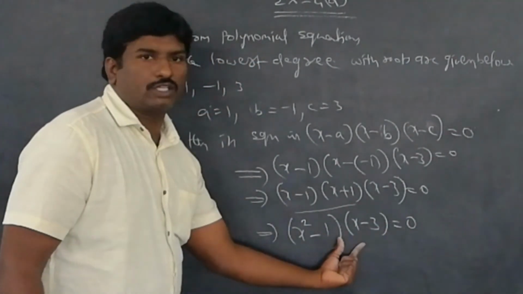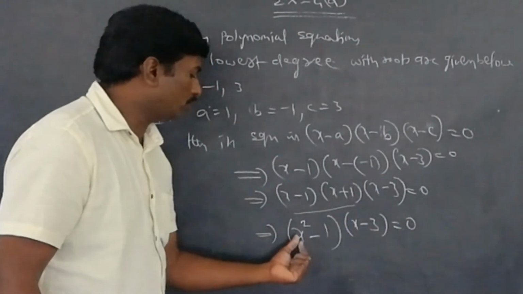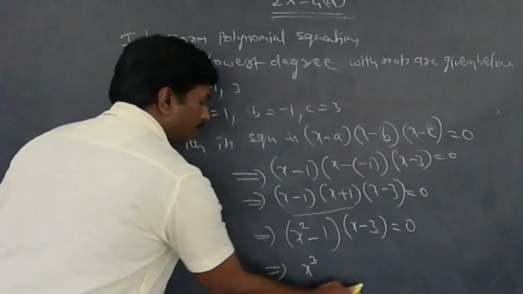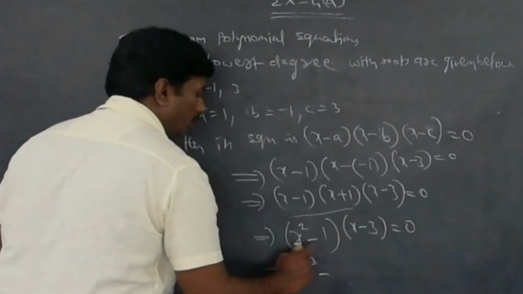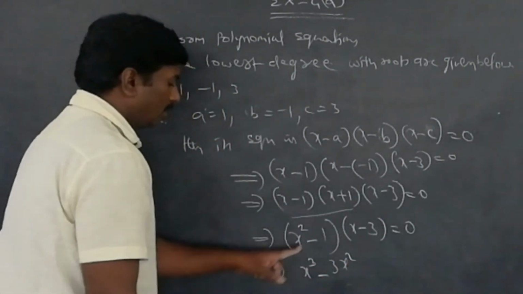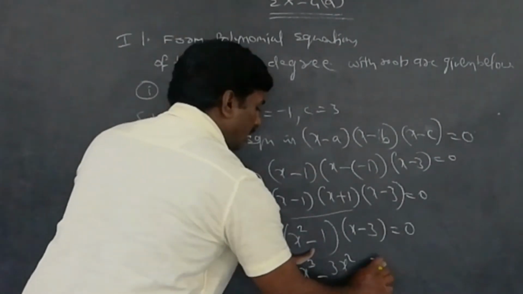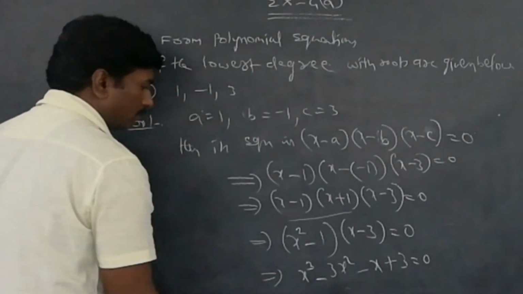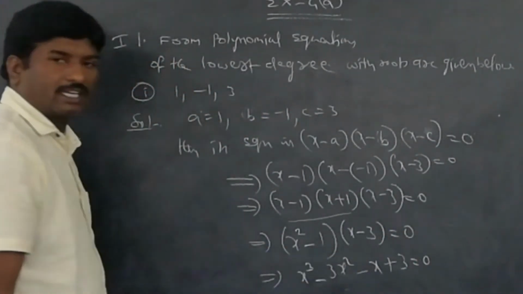Now again multiply these two. First of all multiply with x square: x square into x gives x cube, minus 3 x square. Then minus 1 into x gives minus x, and minus into minus gives plus, 1 into 3 is 3, equal to 0. So this is the required equation.